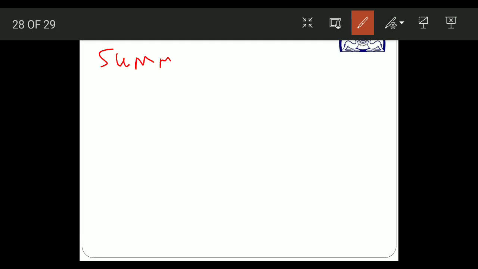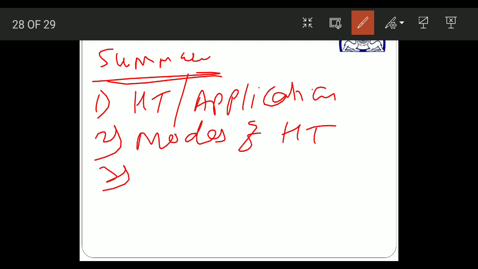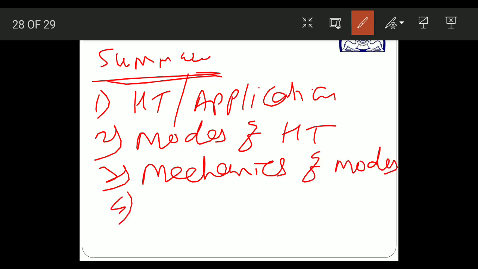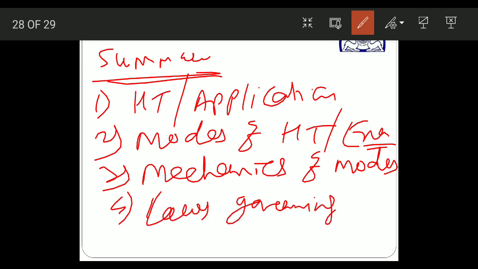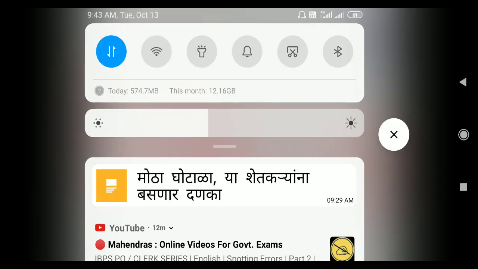In summary, what we have studied here: we have studied what is meant by heat transfer and its application areas. Next, we have studied different modes of heat transfer and the mechanisms of the modes of heat transfer. Modes and examples we have already studied. After that, we have studied the different laws governing the modes of heat transfer. First, for conduction, Fourier's law of heat conduction. Second, for convection, Newton's law of cooling. And third, the Stefan-Boltzmann law for radiation. I hope you have understood this.